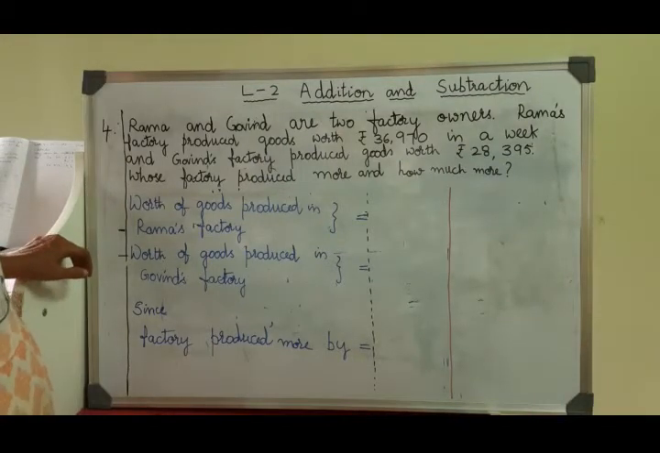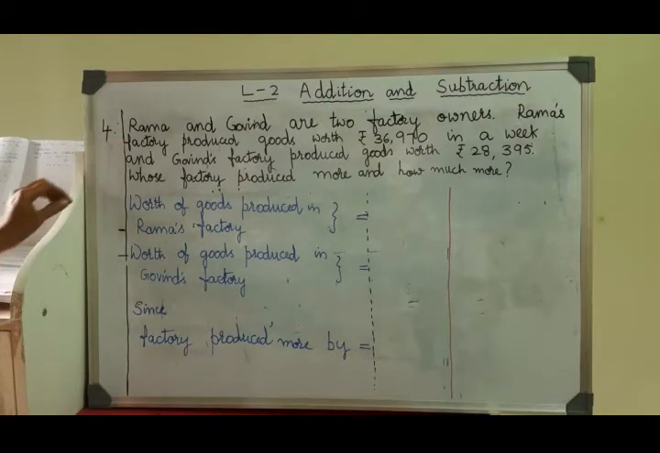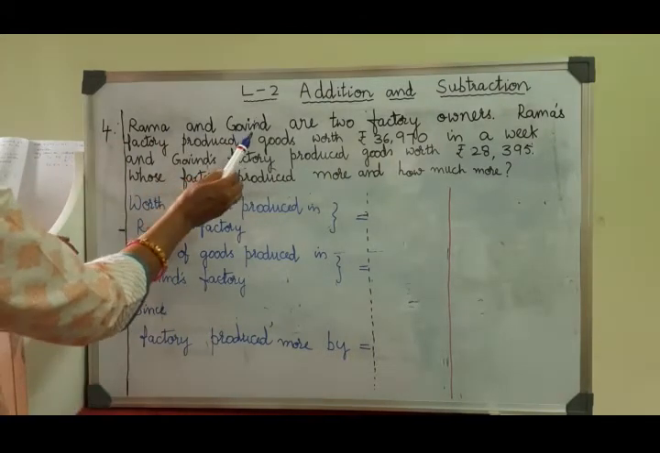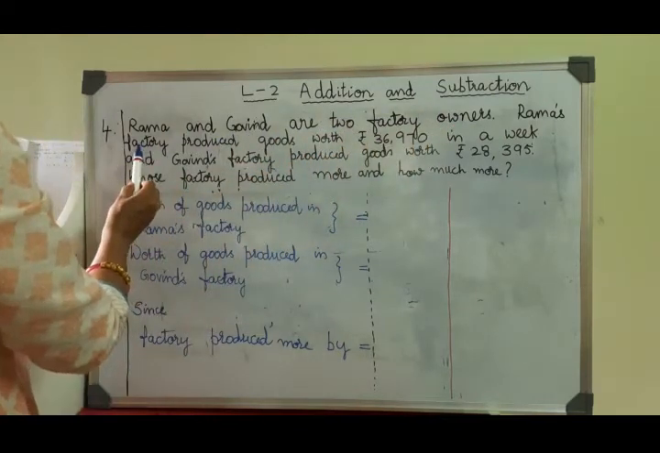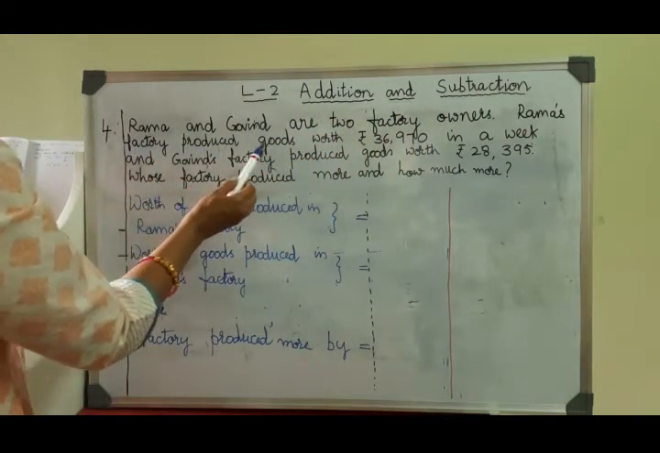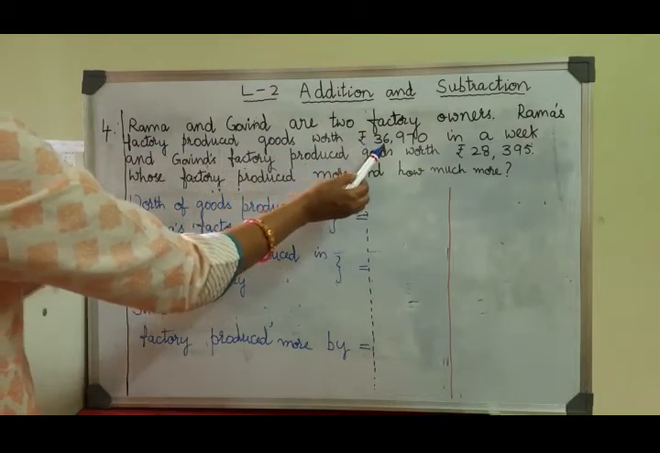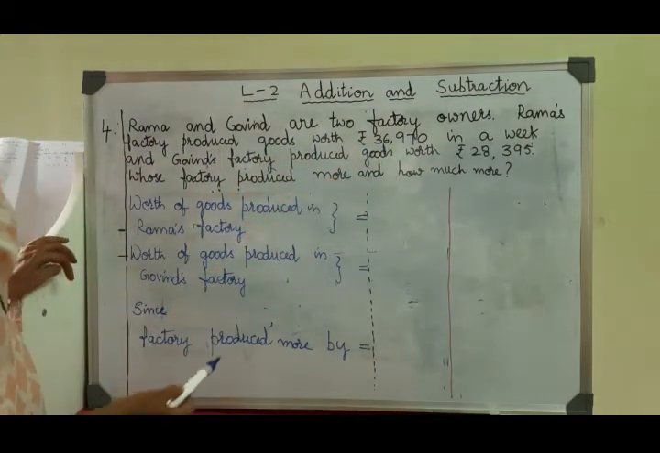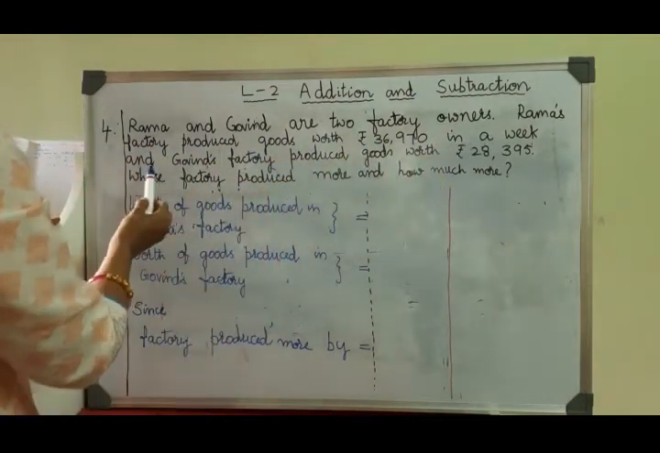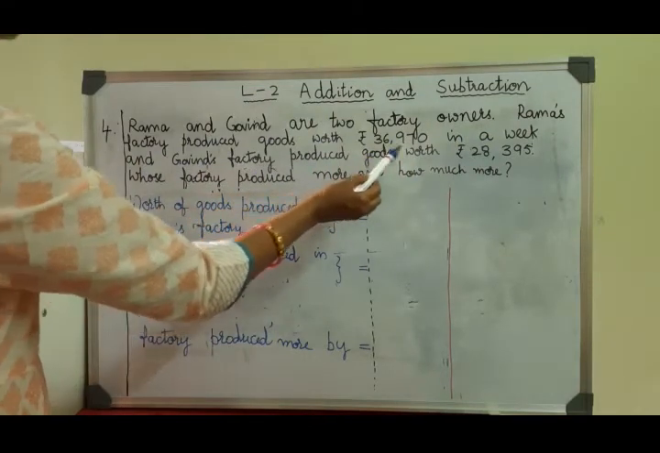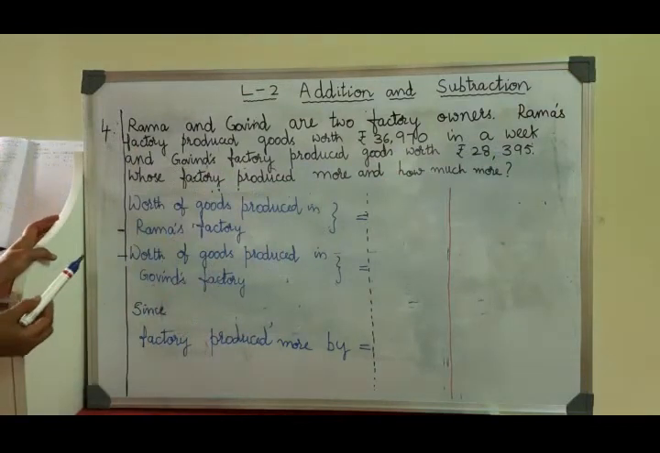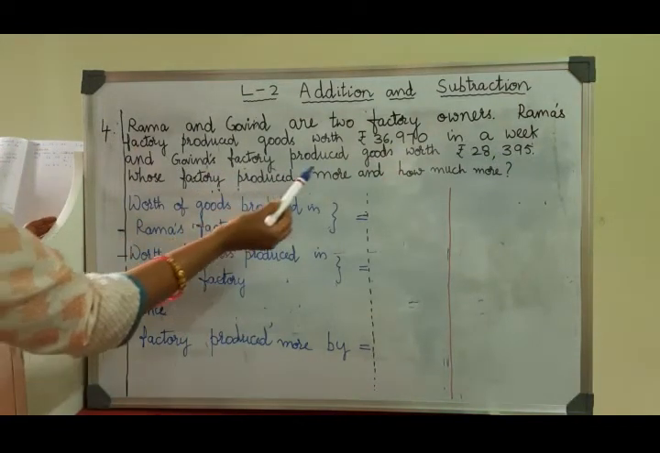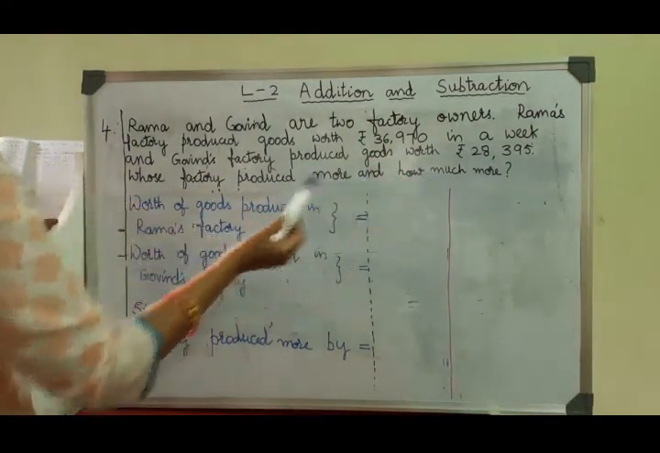Yes, we will analyze this story sum now. We will read the question together. Rama and Govind are two factory owners. Rama's factory produced goods worth rupees 36,970 in a week, and Govind's factory produced goods worth rupees 28,395. Whose factory produced more and by how much more?